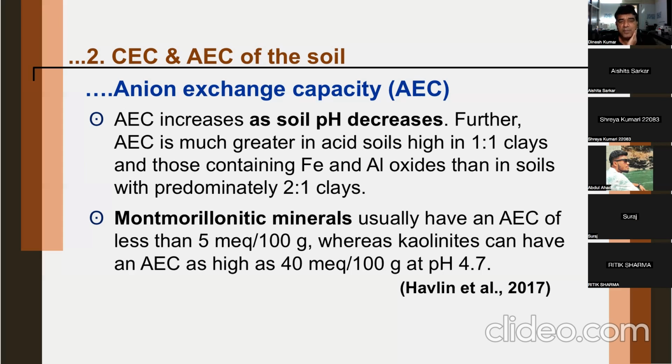And montmorillonite minerals usually have an AEC of less than 5 millicoulomb per 100 gram. So you can see that the 2:1 type of clay mineral has very low anion exchange capacity, just 5 millicoulomb, whereas kaolinites can have AEC as high as 40 millicoulomb per 100 gram at pH 4.7. So as you can see, at pH 4.7, meaning under acid conditions, montmorillonite has much less anion exchange capacity than kaolinite type of clays.